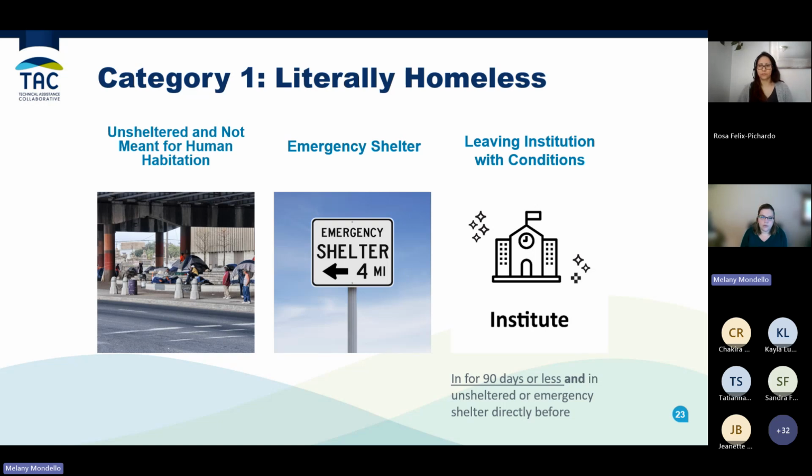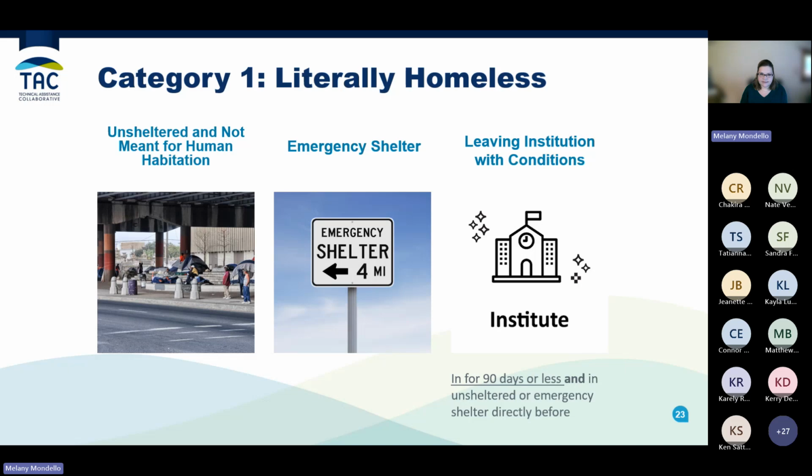Category 1 includes people that are living in unsheltered situations, like I talked about before, living on the streets, living in encampments, living in vestibules, like maybe they're sleeping in a bank, kind of like vestibule area after business hours. Any place that's not safe, it's not meant for people to live in, condemned buildings, that's not an emergency shelter. Obviously, emergency shelters are included under the literally homeless category.